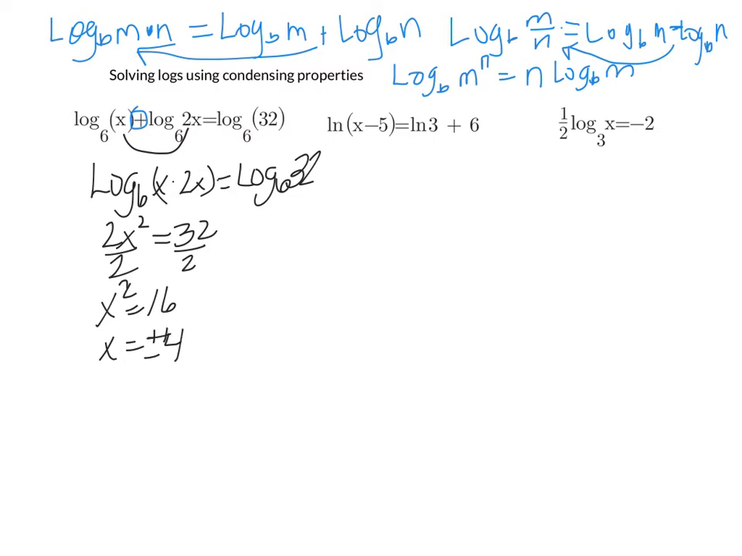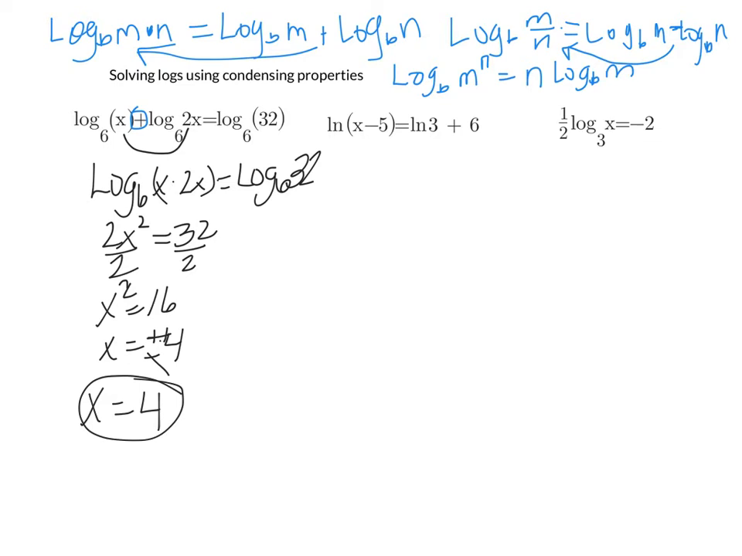And then we got two answers, so we want to look back. If I plug in positive 4, are all of my logs positive? So the answer is yes. And if I plug in negative 4, are all my logs positive? No. If I plug in negative 4, both of these logs are negative, and so negative 4 is extraneous. My only answer is x equals positive 4.